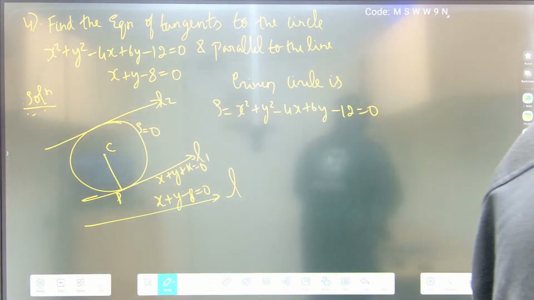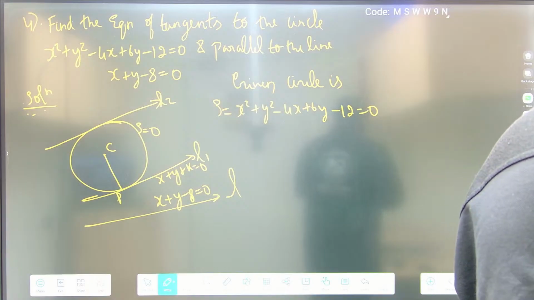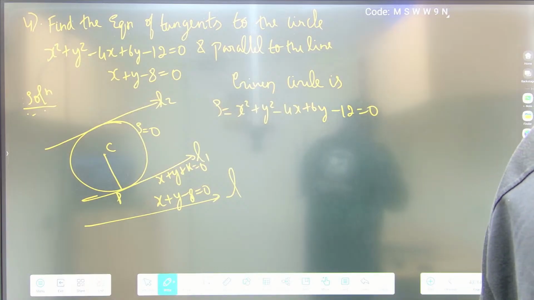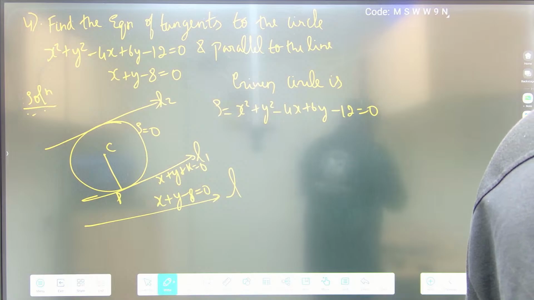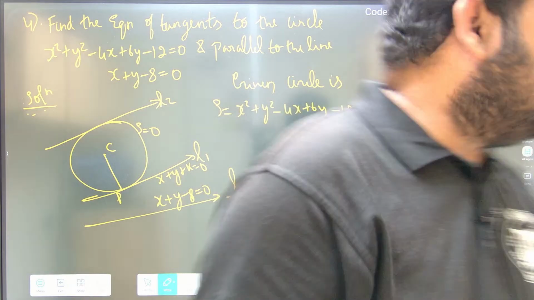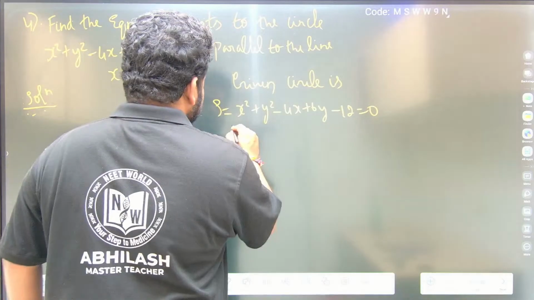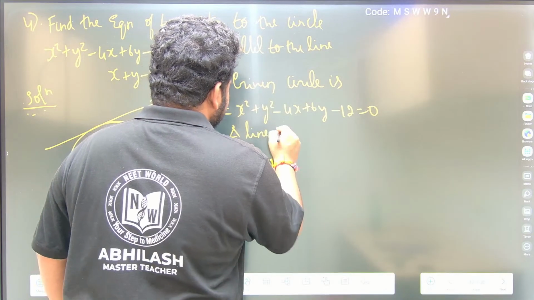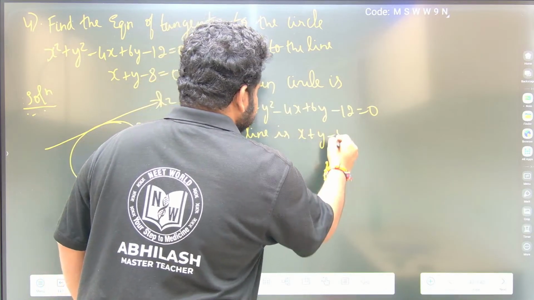And what about the line that is given? We should write the line also. Very important. We have to write the line also. Okay. What is the line that is given, friends? And the line is x plus y minus 8 is equal to 0.